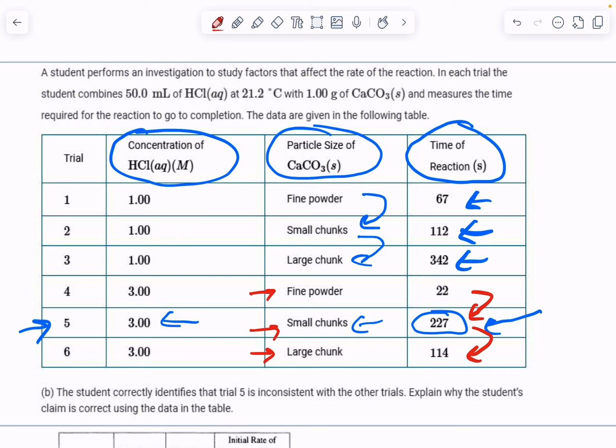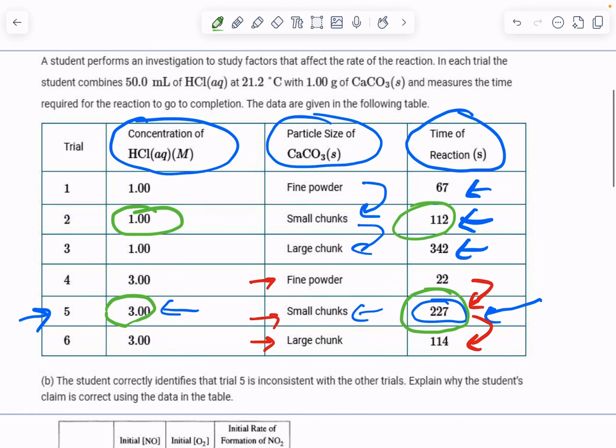The other option you could use is the molarity. Notice in the first 3 trials, they used a 1 molar concentration of hydrochloric acid, whereas 4, 5, 6 used 3 molar. And the time it took for the 1 molar was significantly less than the 3 molar. It should actually be much less because we have a higher concentration of the hydrochloric acid. So this is an inaccuracy here that you could use as an explanation.